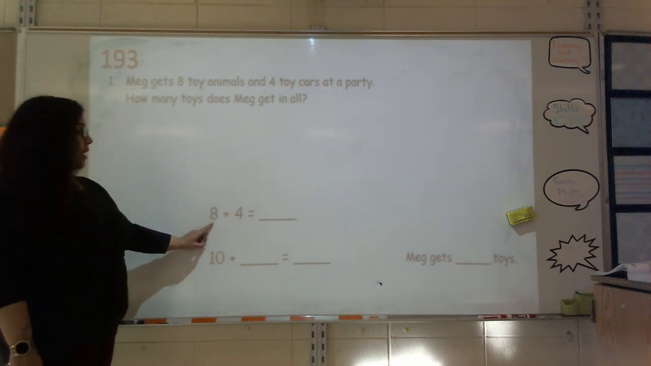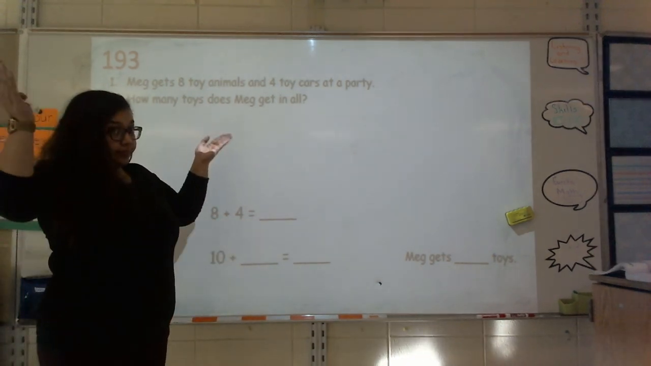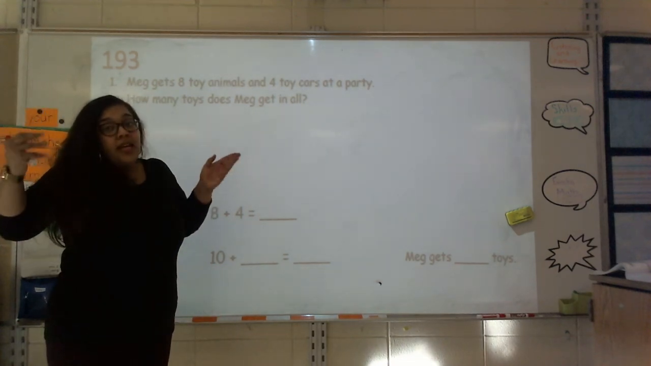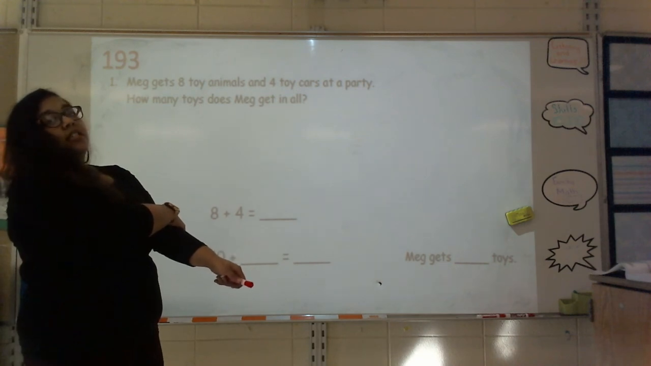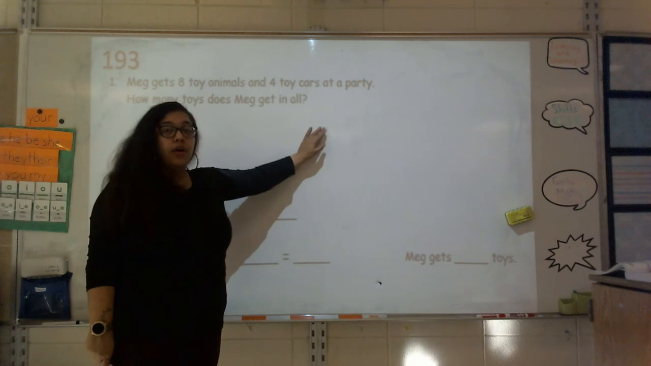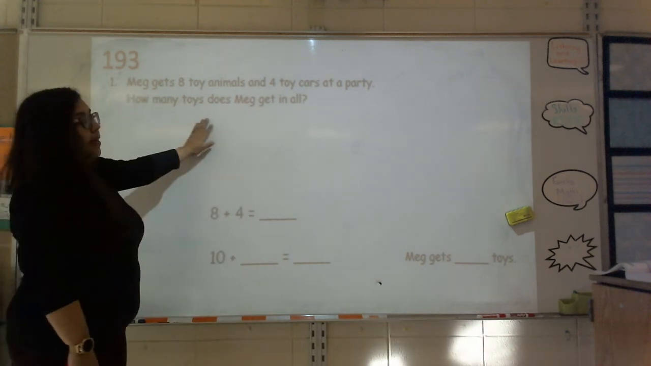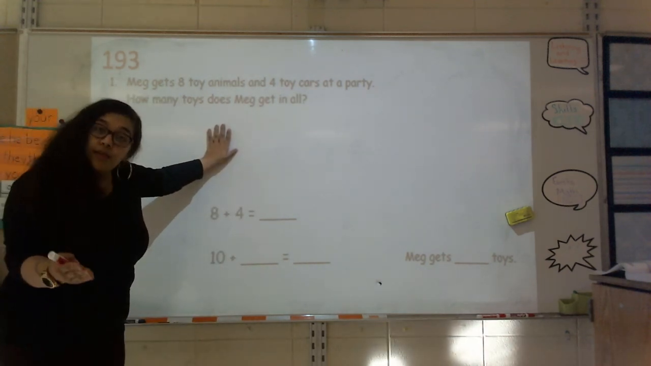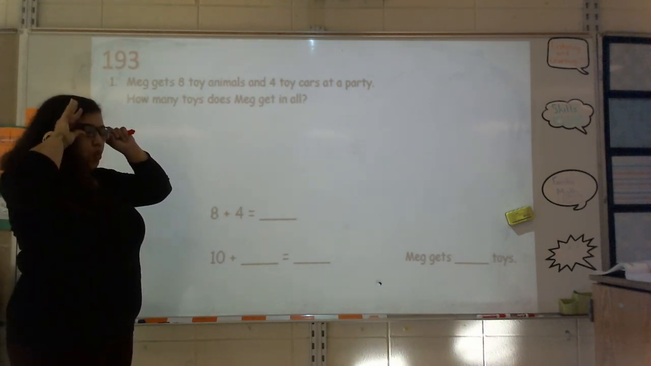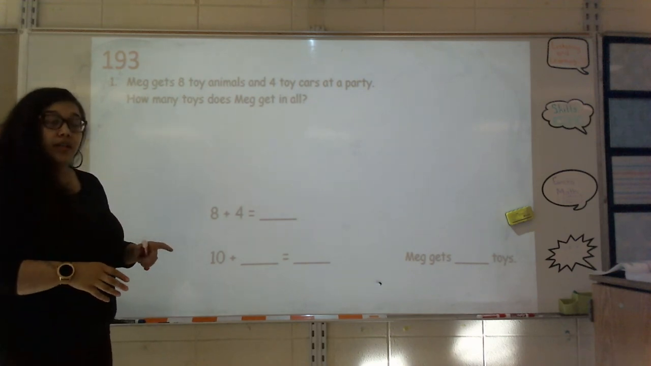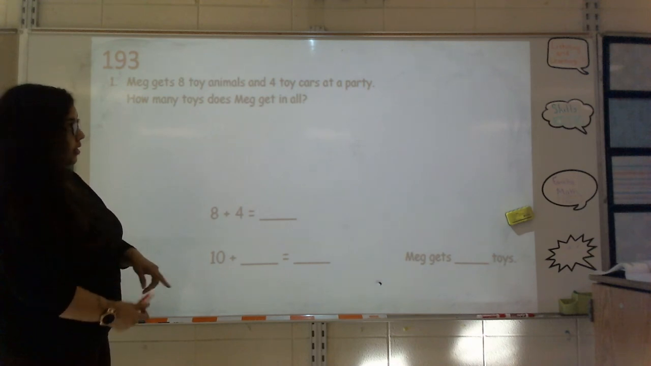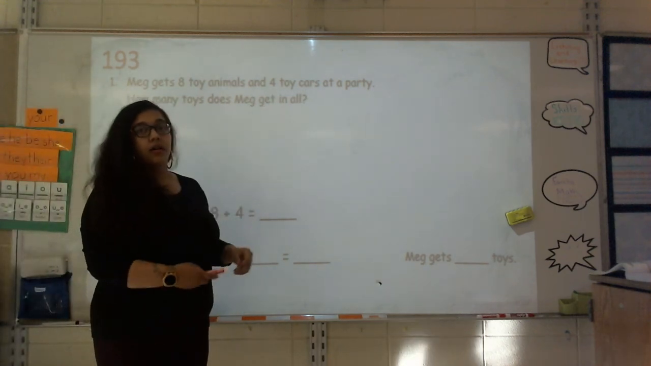Well, we already know that 8 plus 4 is equal to, and we're being directed to make 10. 10 plus is equal to, so let's take it into the pictures. Let's draw our pictures. Am I going to draw the 8 and the 4, or am I going to draw the 10 frame picture? I'm going to draw the 10 frame picture because it creates a more concrete visual. It helps my brain see this. So first, which group of toys should I draw first? The 8 animals or the 4 cars?